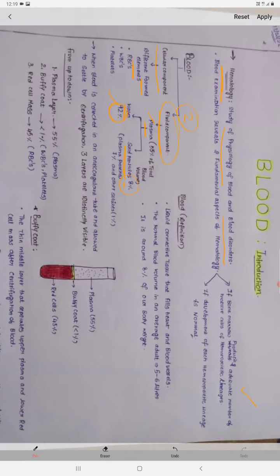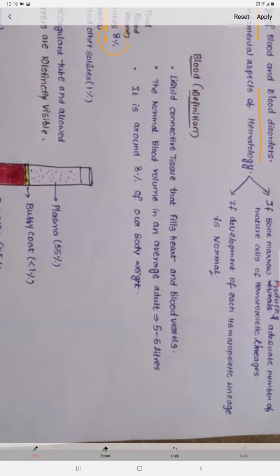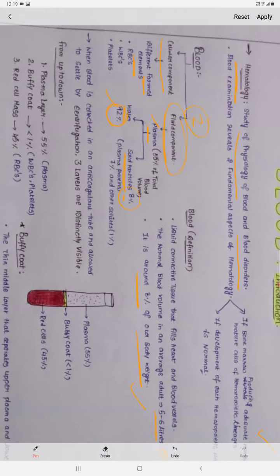And coming to the blood definition, it is a liquid connective tissue that fills the heart and blood vessels. Obviously the blood can be seen in the heart and blood vessels, no? And the normal blood volume, this is very important. The normal blood volume in our body is 5 to 6 liters, and it constitutes about 8% of our body weight. If suppose your body weight is 50 kgs, 8% of the 50 kgs will be your blood volume. Normally the blood volume is 5 to 6 liters in our body. This is very important, remember the blood volume.